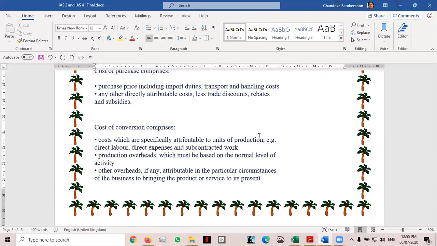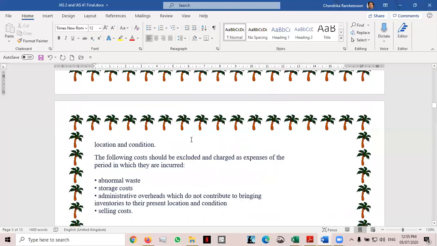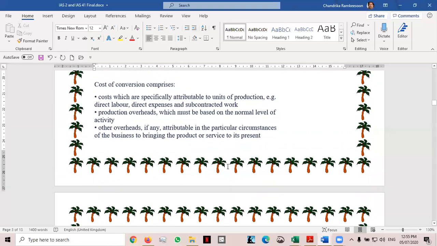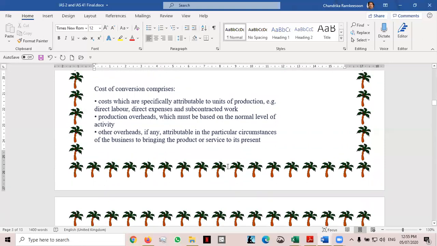So it would include those production overheads, which must be based on the normal activity level. I'll tell you something about that in a minute. Other overheads, if any, attributable in the particular circumstances of the business to bring the product or service to its present location and condition. Now, in your level one, you would have learned, no doubt, about marginal costing and absorption costing.